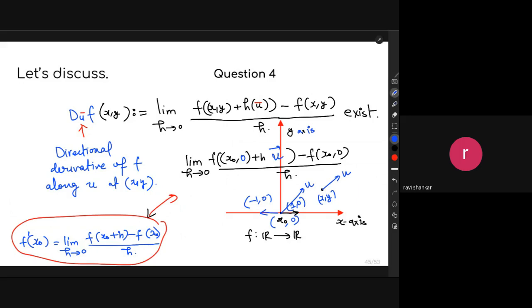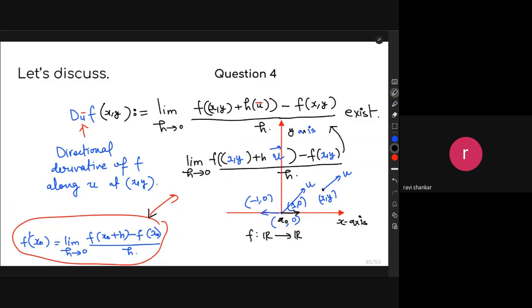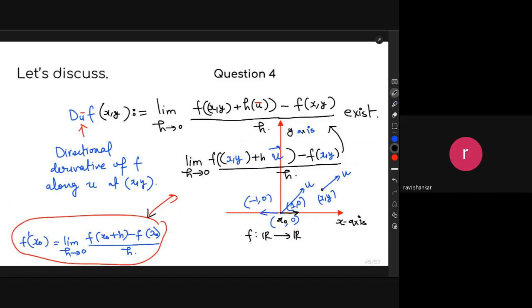So what will be the substitution? The substitution will be this x comma y and the vector u. In other words, I will be calculating the directional derivative of f along u at this point. I hope this makes sense to you. If you have any doubt, you can ask me.